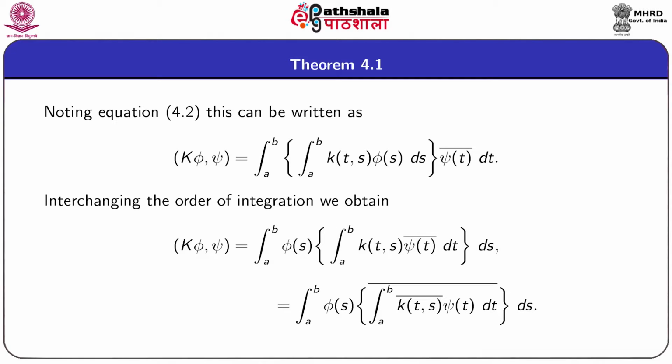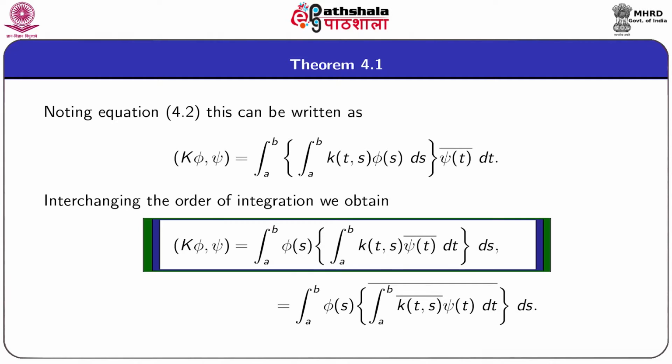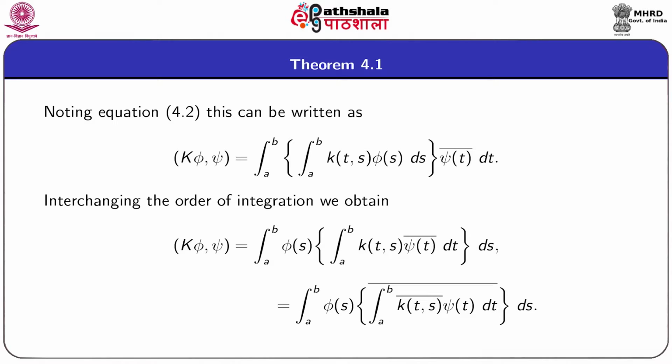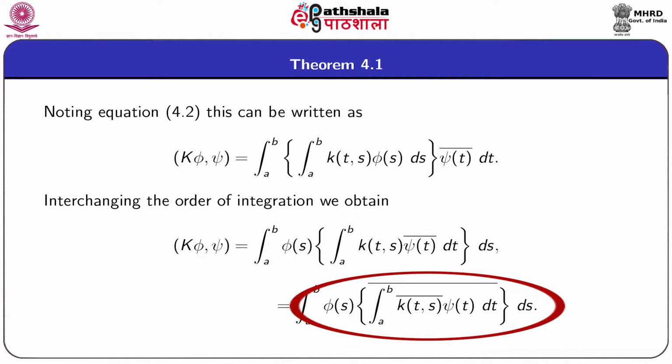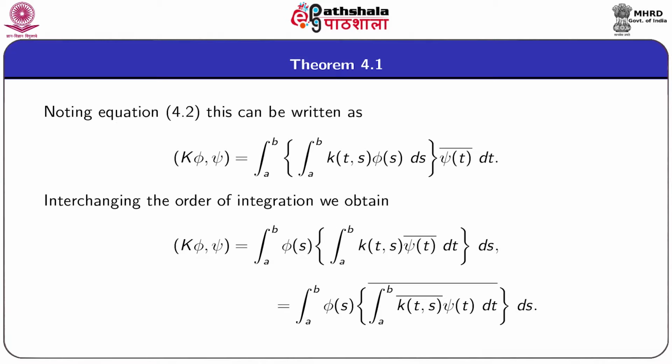Now we interchange the order of integration so that the t integral will be the inner integral and s integral will be the outer integral, so that the inner product of K phi and psi will be equal to integral from a to b phi(s) ds, and the inner integral is from a to b K(t,s) psi bar (t) dt. This can be written as integral from a to b phi(s) ds, and the inner integral we can write as integral from a to b K bar (t,s) psi(t) dt whole bar. That means we take the complex conjugate of the whole of inner integral.